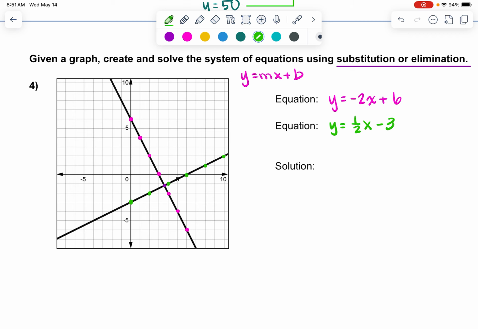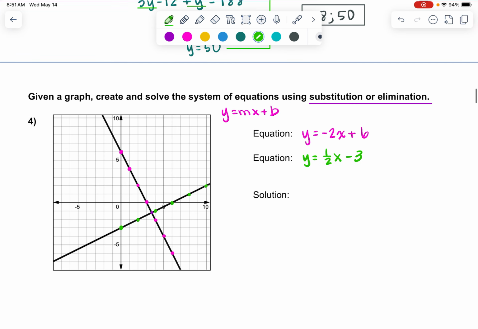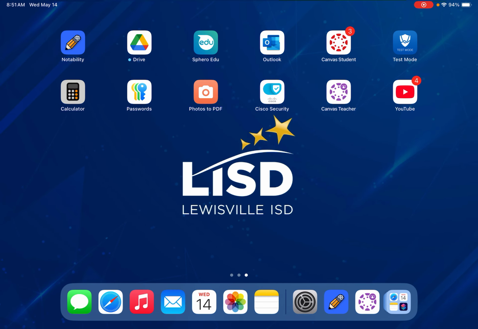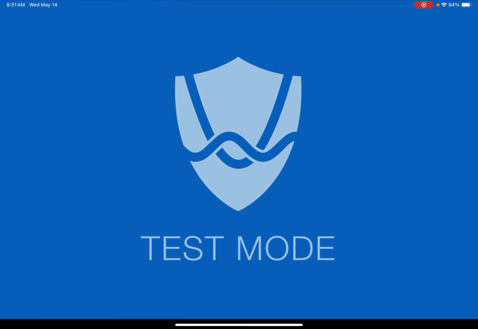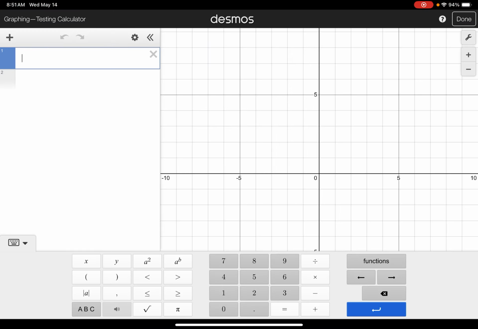So now that I have these in y equals mx plus b form, I'm going to go to Desmos and I'm going to type those two equations in. Okay, I'm going to write those down really quick just so I don't forget them when I get to Desmos. All right, so here we go. All right, so I'm going to type those in.